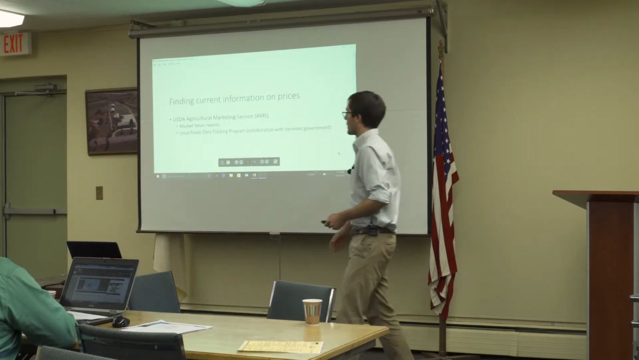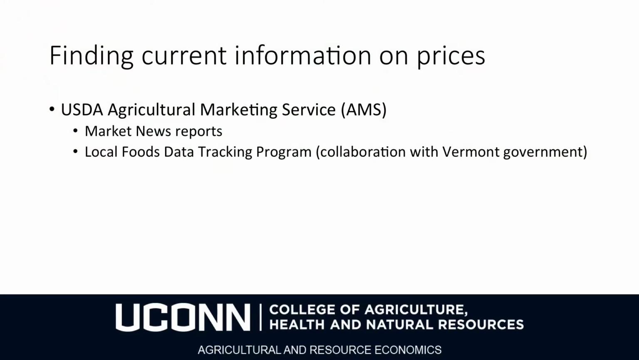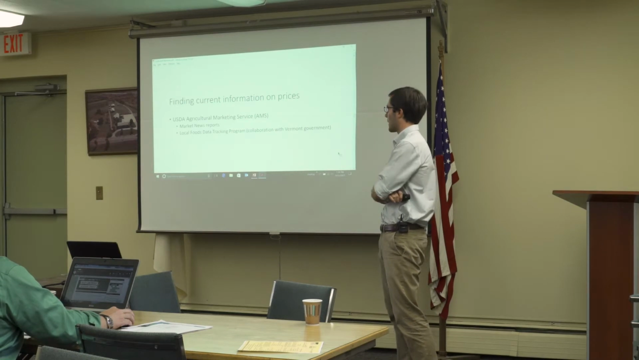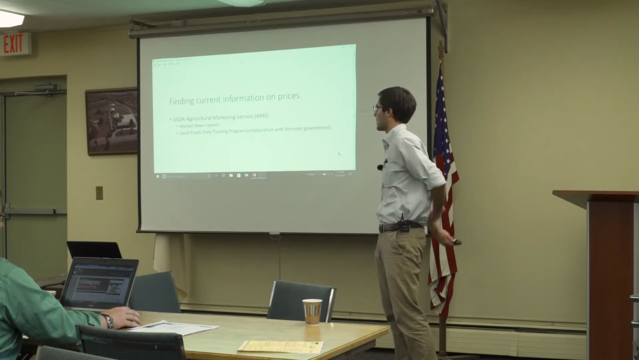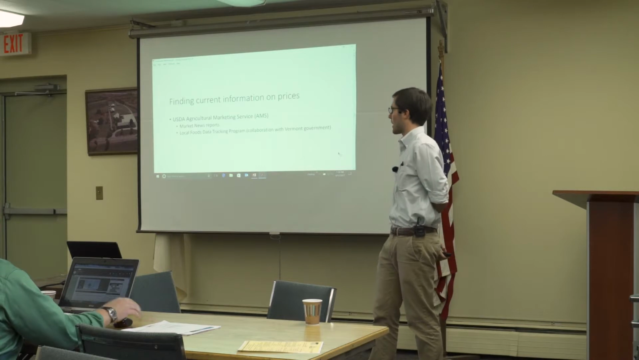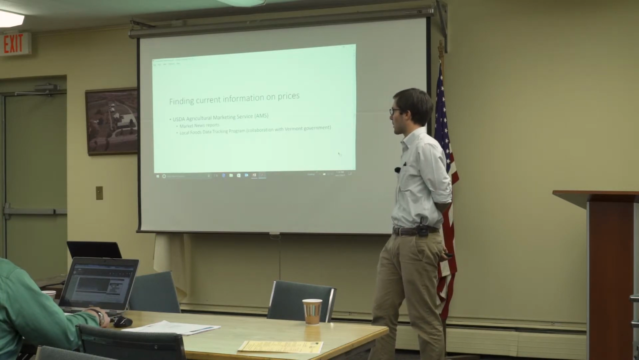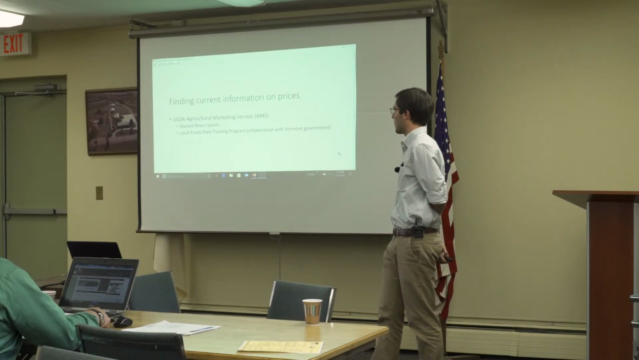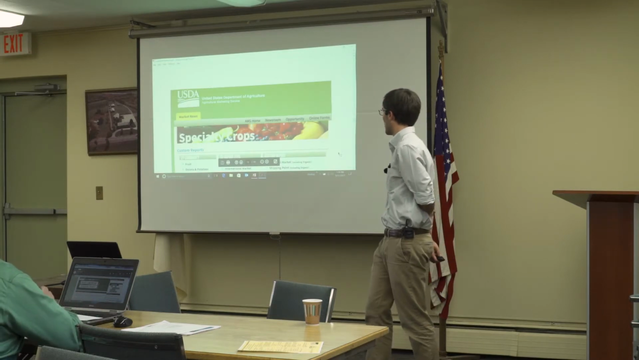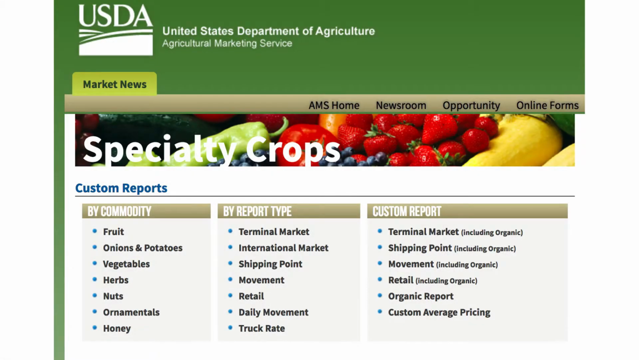Another topic is finding out current information on prices. So the cost and return studies give you a very general sense of what the revenues might be, but as you know, prices change all the time, and information from Cornell in 2009 isn't likely to be relevant at all today. So the USDA's Agricultural Marketing Service provides market news reports, as well as a program in collaboration with the Vermont government that I'll talk about for a minute at the end of the talk. The market news reports are designed to give buyers and sellers information on current market conditions.